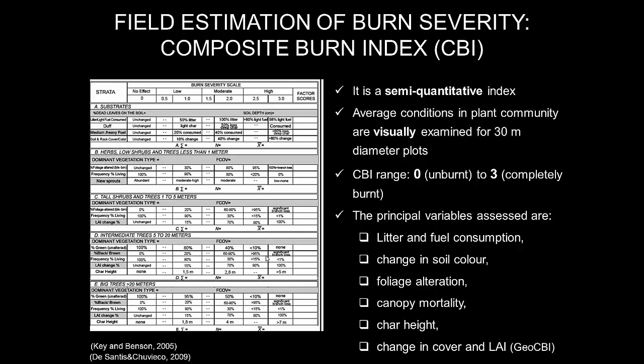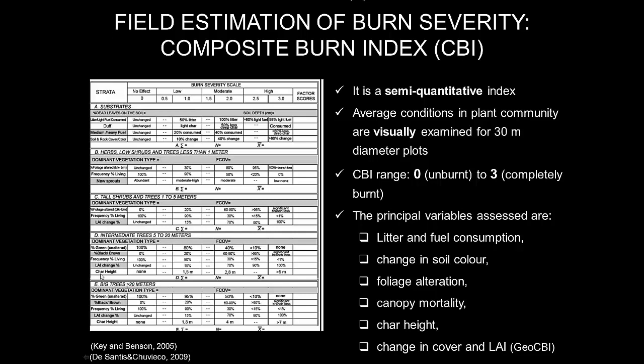So how do we assess burn severity in the field? That's the very first thing we need to understand before going to remote sensing data. Well, there are several methods, but the most commonly used is the composite burn index. This is a semi-quantitative index that looks at the average conditions in plant communities within a 30 meter diameter plot. So a CBI of 0 represents an unburned plot, while a CBI of 3 represents a completely burned plot.